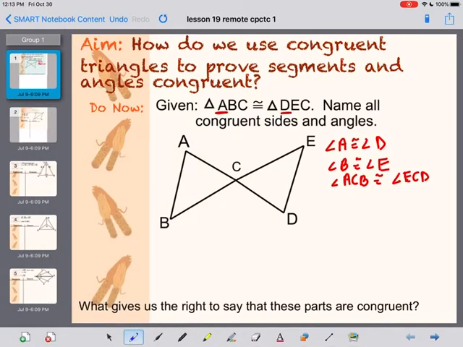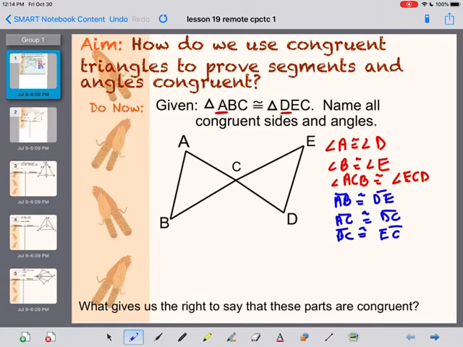Now for the sides, it's pretty much the same thing. Use the lettering to help you. Because AB comes first, we know that AB is congruent to DE. Again, they're the first two letters in the lettering. AC is congruent to DC, and then finally, BC is congruent to EC.